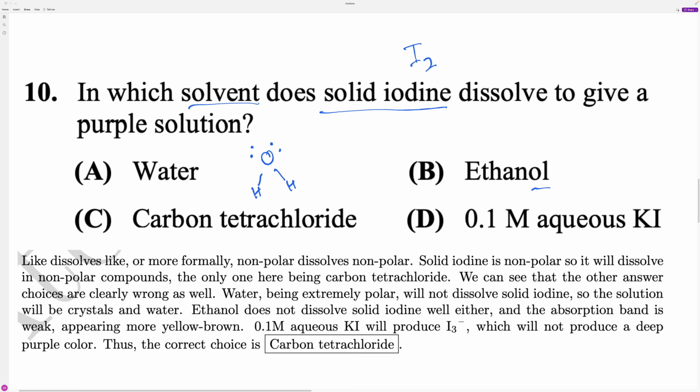Now for carbon tetrachloride, that's CCl4, which is essentially this. It's a tetrahedral molecule. Even though there are individual dipole moments with the C-Cl bonds, they cancel out because it's a tetrahedral molecule. So this is going to be our answer, because it's overall a nonpolar solvent. D is not nonpolar, so it is polar. It's aqueous potassium iodide, so solid iodine with this is going to form I3-. That's not going to be the deep purple color that we're looking for. So the only nonpolar solvent here is carbon tetrachloride, and that's C.